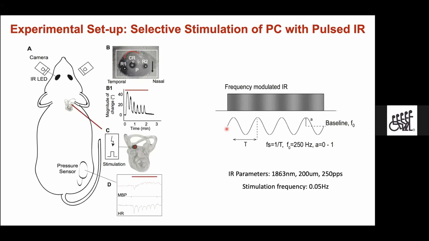And what we do to evoke a response similar to the sinusoidal galvanic stimulation is we provide a frequency-modulated infrared radiation. So we modulate this in frequency itself, and we stimulate the posterior canal, and then we look at eye movements as well as heart rate and blood pressure. And there are different parameters of infrared stimulation that we use: different wavelengths, different diameters, so different size of the beam that we would want to use, different pulses as well as different stimulation frequencies.